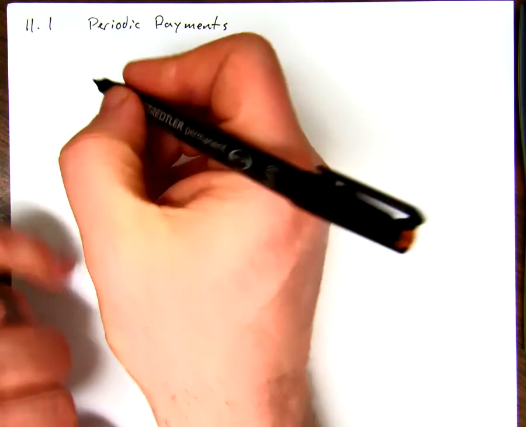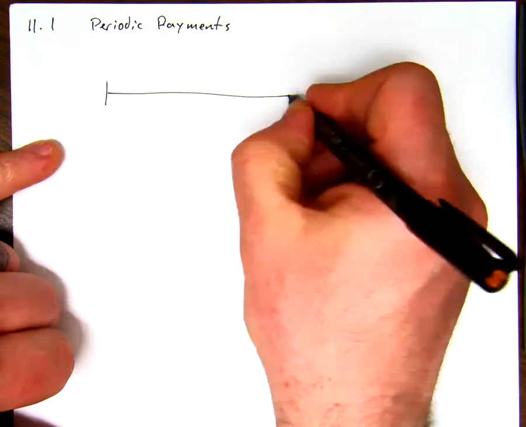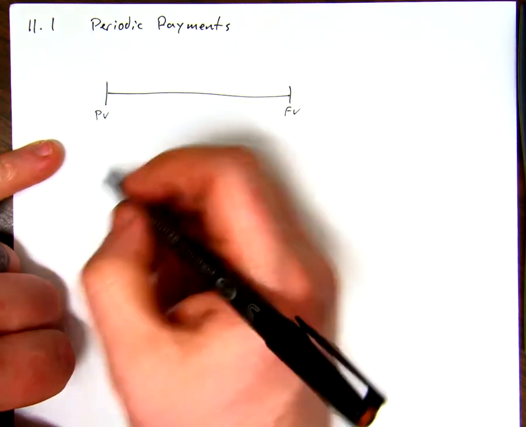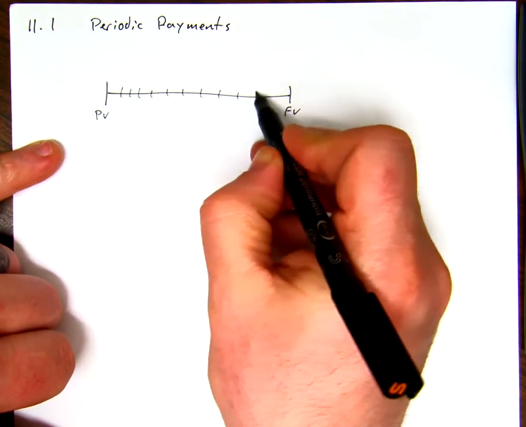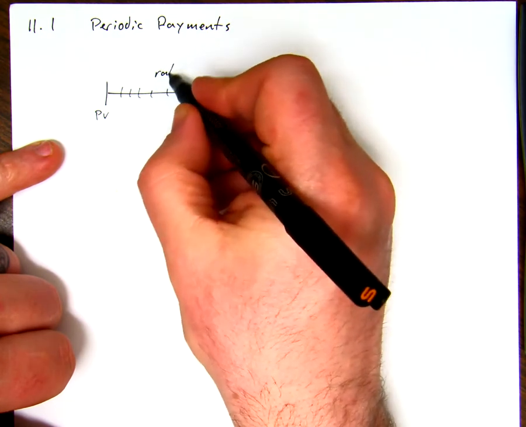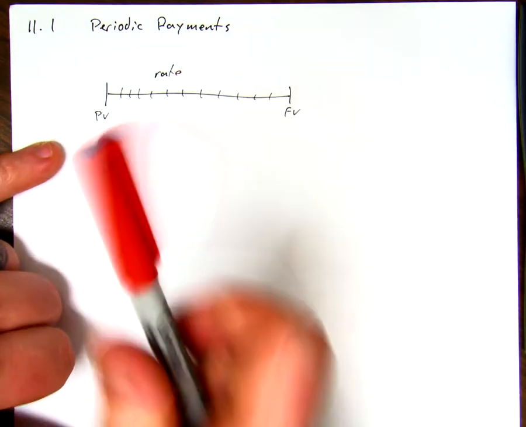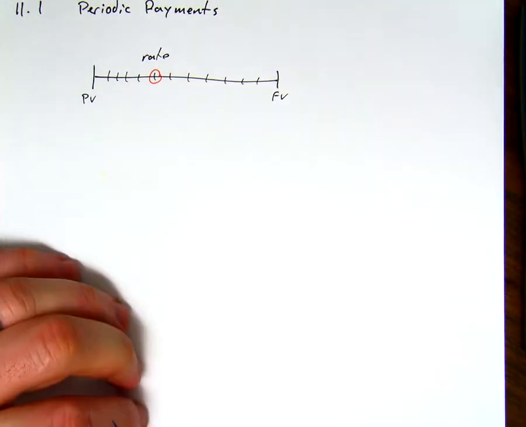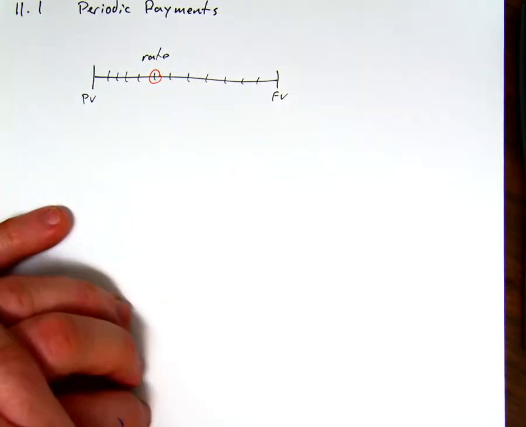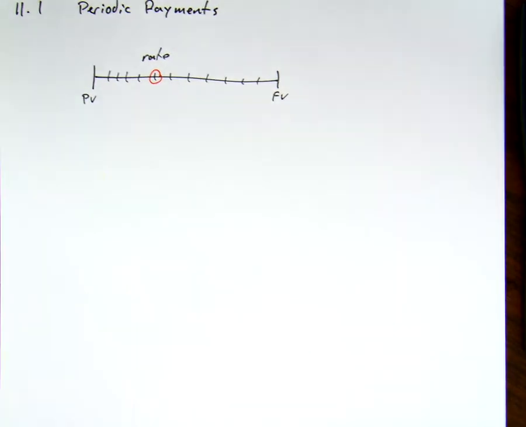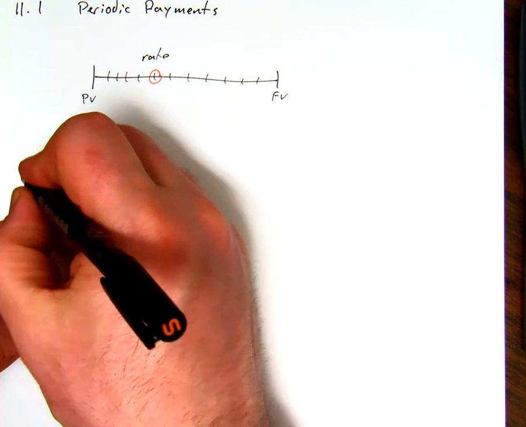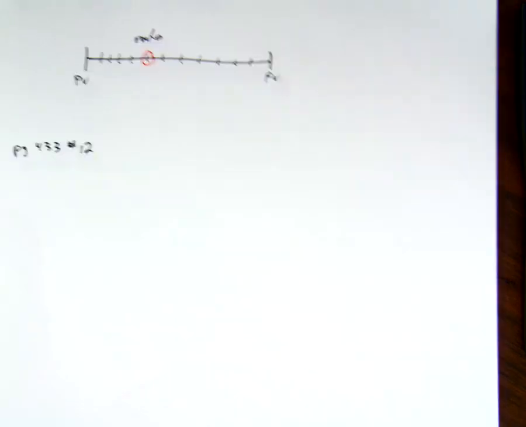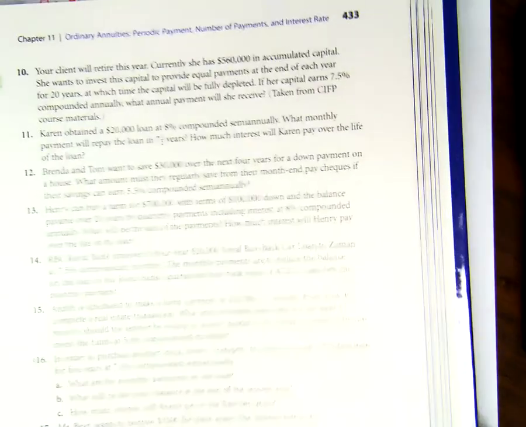So looking at an annuity, we have a present value, a future value, a bunch of payments, and an interest rate. We're now going to be calculating what the value of those all identical payments is for this annuity. So we'll start off with page 433, number 12.